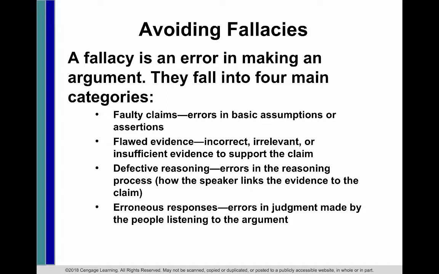Fallacies in argument fall into four main categories. Faulty claims, which are errors in basic assumptions or assertions. Flawed evidence, incorrect, irrelevant, or insufficient evidence to support the claim. Defective reasoning, errors in the reasoning process, which is how the speaker links the evidence to the claim. Or erroneous responses, which are errors in judgment made by the people listening to the argument. Let's look at examples of each of these.